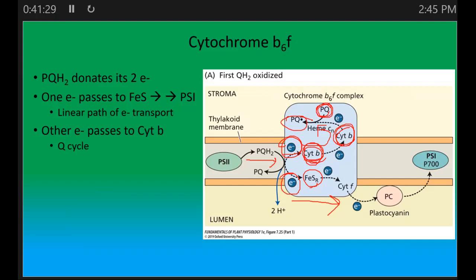One other thing to note, as this is happening, as the PQH2 is coming from photosystem 2 and donates off its 2 electrons, by default it'll also have to get rid of its 2 protons. And how does it do that? It dumps them into the lumen. Really important concept, the fact that you see these protons showing up in the lumen. That's going to create a really good situation for the plant. I'll explain.